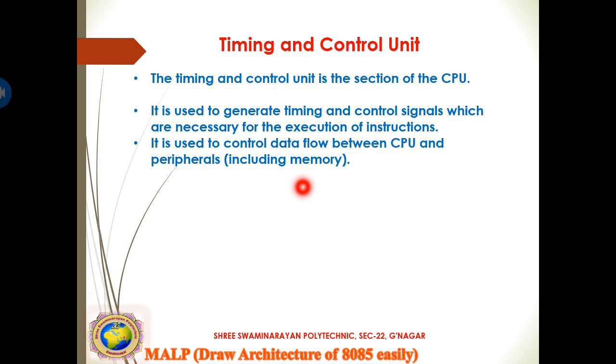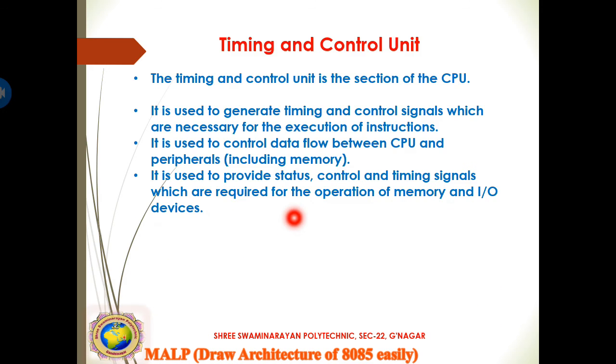It is used to control data flow between CPU and peripheral, including memory. તો એ શું કરે છે? કંટ્રોલ ડેટા ફ્લો બિટવીન CPU અને પેરિફરલ ઇનપુટ આઉટપુટ ડિવાઇસીસ અને મેમરી. CPUની વચમાં જે કંટ્રોલ ડેટા ફ્લો છે એ જોવામાં આવે છે.